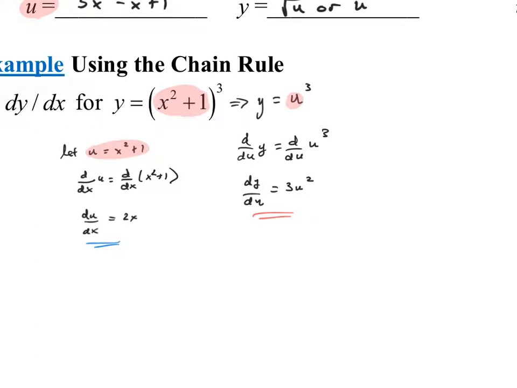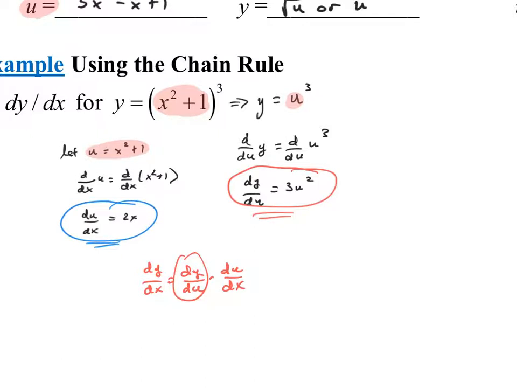So, what do we have by the chain rule? The chain rule says dy/dx equals dy/du times du/dx. Okay? So what do we have? We'll take a look here. We have dy/du and we have du/dx. So this means the derivative has to equal dy/du, which was 3u squared, times du/dx, which is 2x. So what's wrong with that?